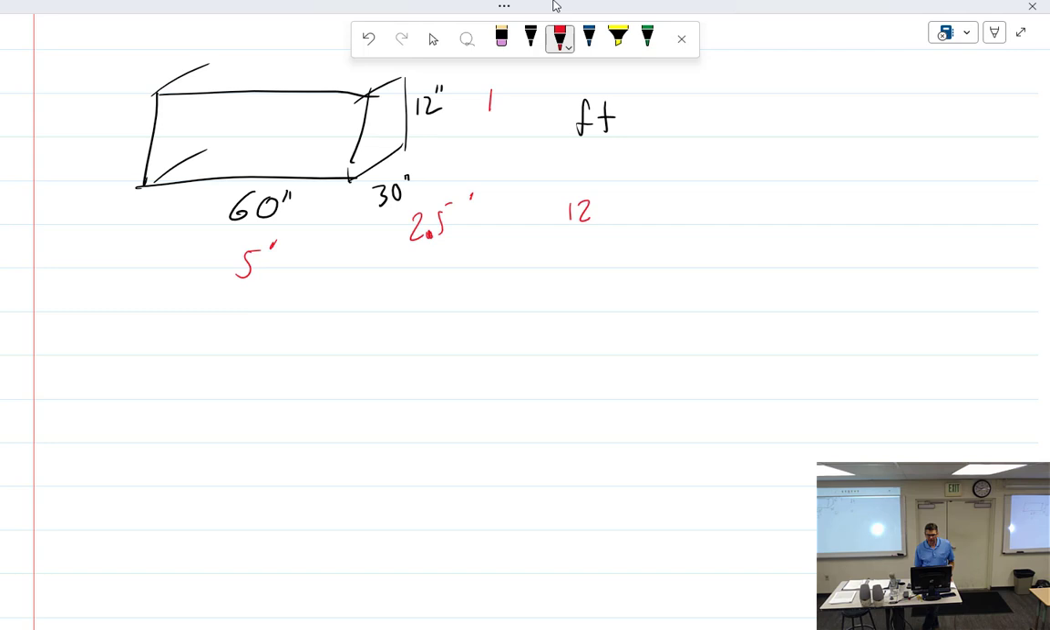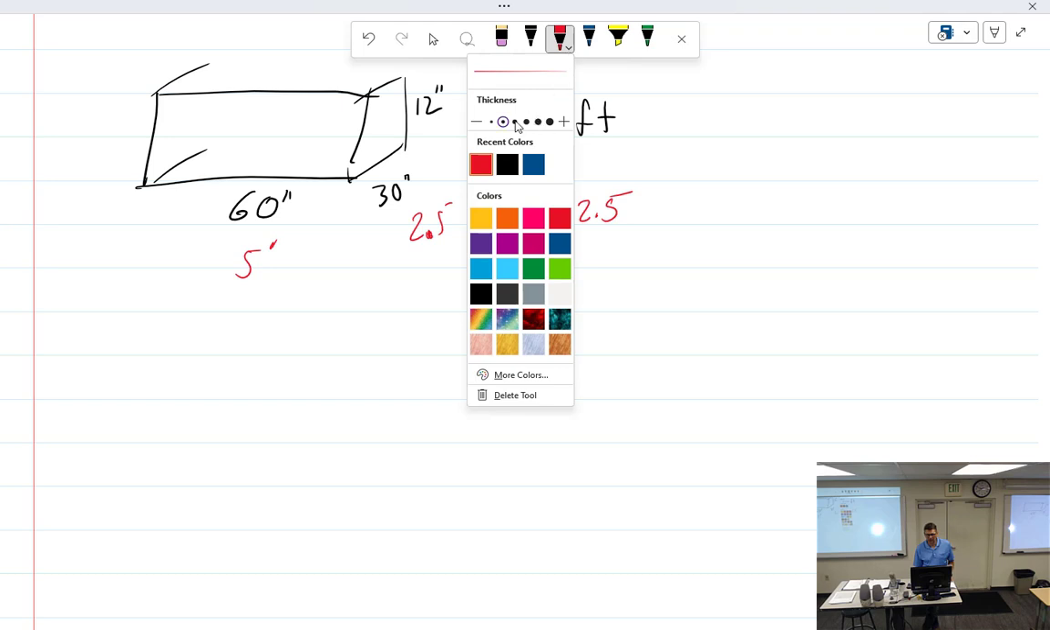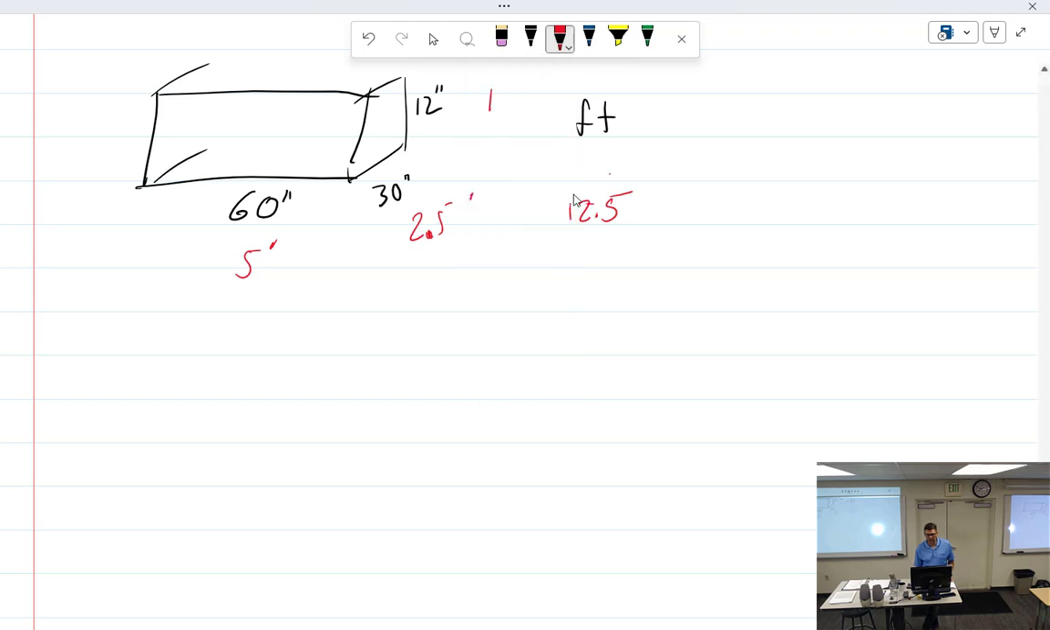12.5. Because I should do the whole thing. This should be fatter. To do it correctly, we would have done 5 times 2.5 times 1 equals 12.5.